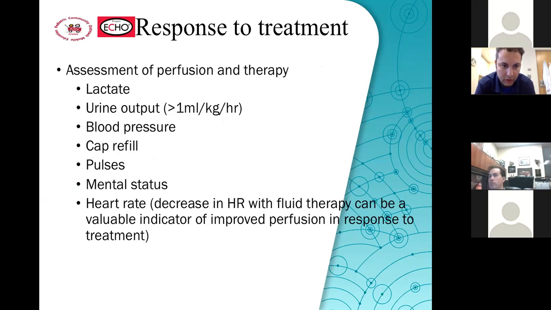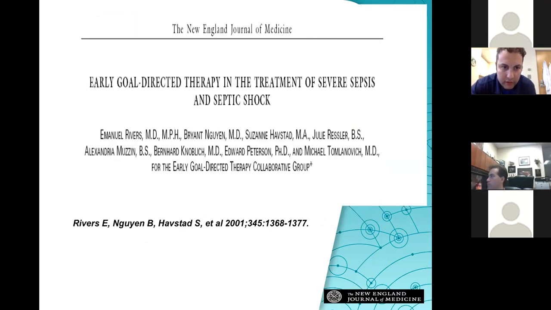Capillary refill is a reasonable marker. Also, pulses, a decreasing heart rate in a pediatric patient is a good sign, and surely going from altered mental status to more alert is also a sign of response to your therapy so far.